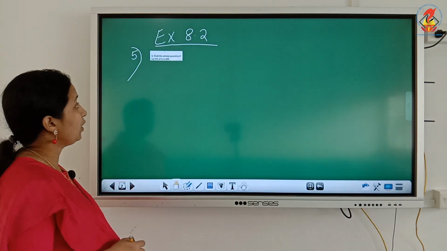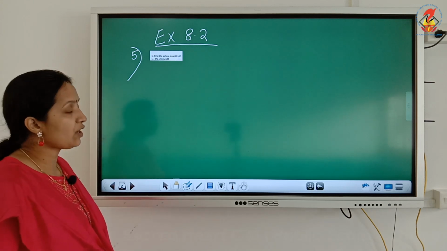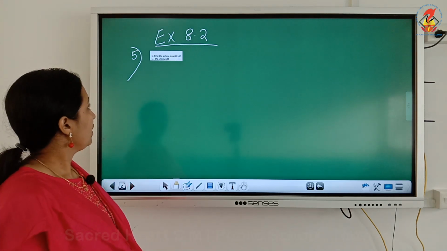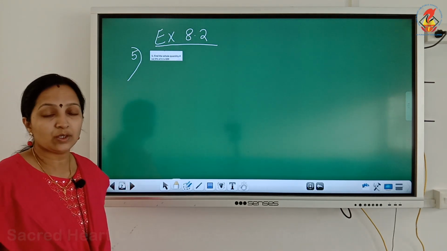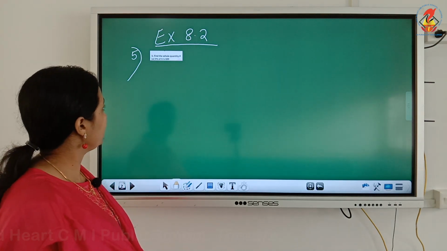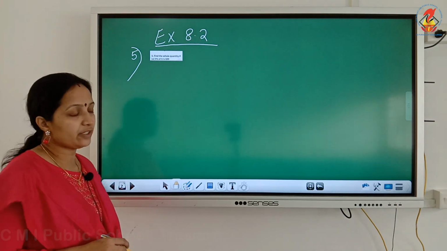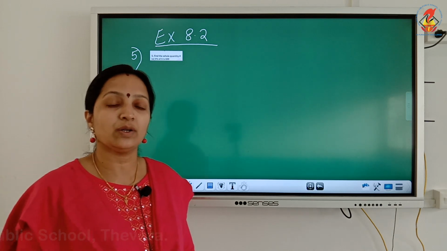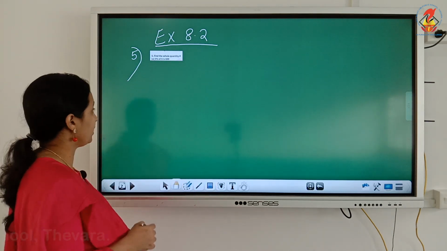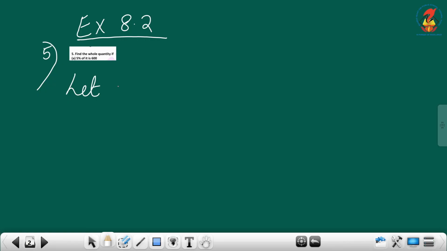Let us find the whole quantity if 5% of it is 60. We have to find the whole quantity, and what is given is that 5% of it is 60. We don't know what the whole quantity is, so what you have to do, children, is let the whole quantity be x.